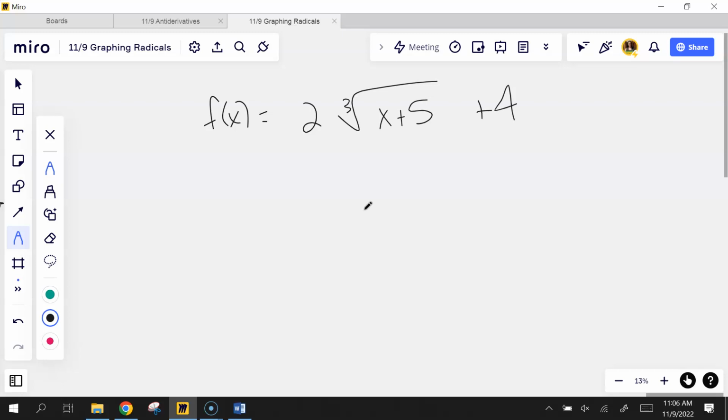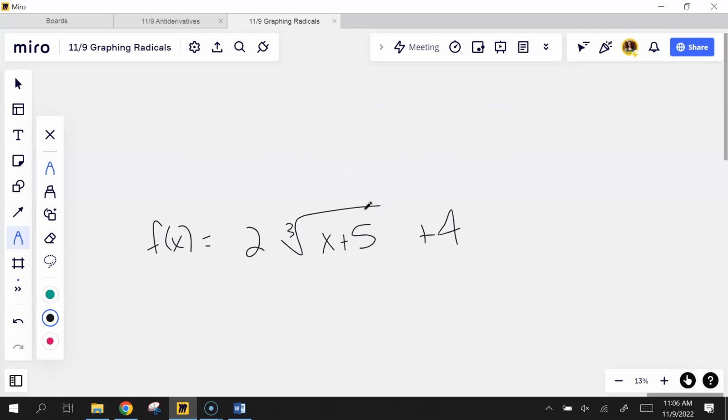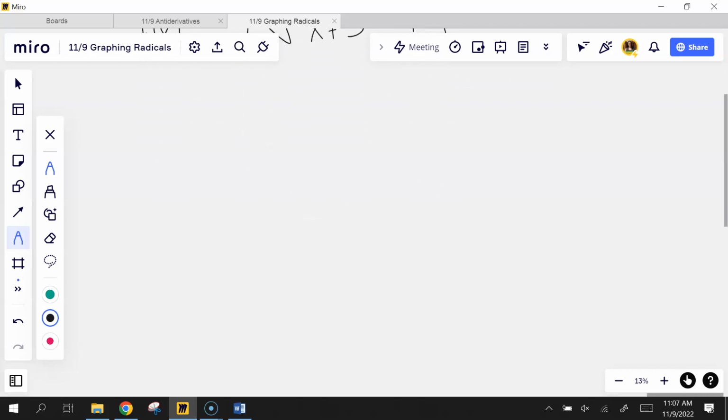Transformation language, what happened? Left 5, up 4, vertical stretch of 2. Before I show you this, let me show you what a reflected one looks like. If this is your normal one, right, then the reflected one looks like that. There we go. We're going on to this one.